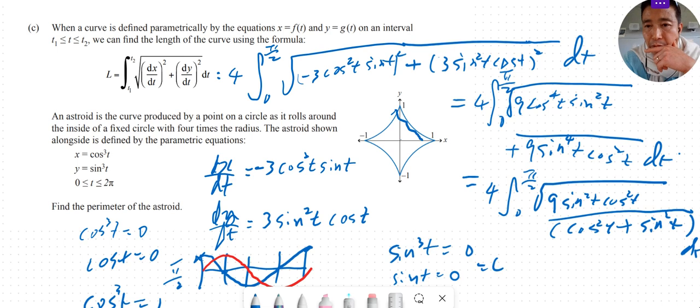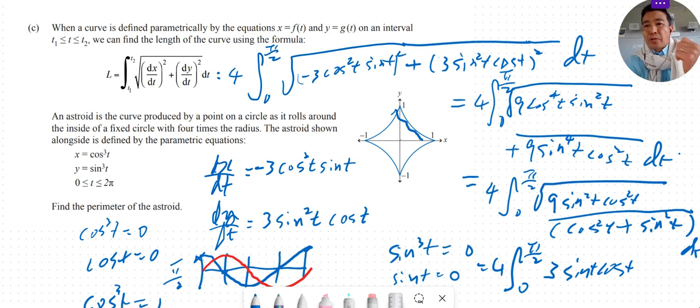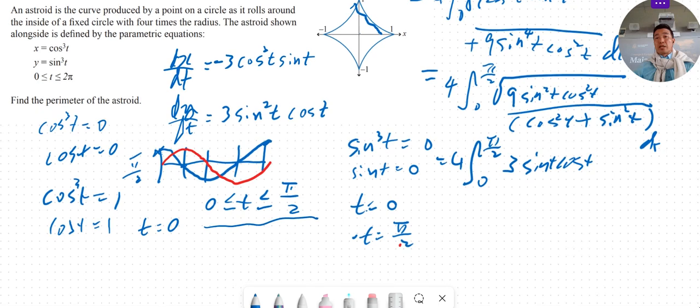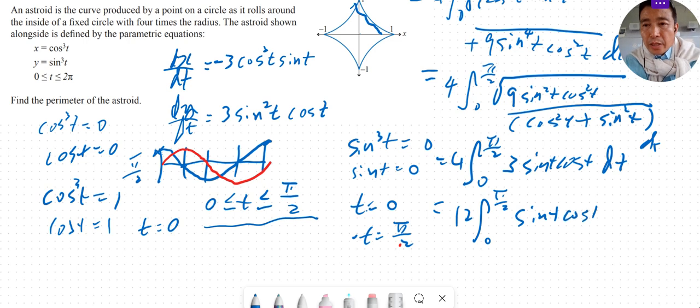Now the square root of 9 is 3, and the square root of sine squared t cosine squared t comes out as sine t cosine t. And sine squared t plus cosine squared t is 1. That's the trig identity. Easy. I don't need the 3 inside, so I'm going to put that 3 outside: 12 times the integral from 0 to pi over 2 of sine t cosine t.